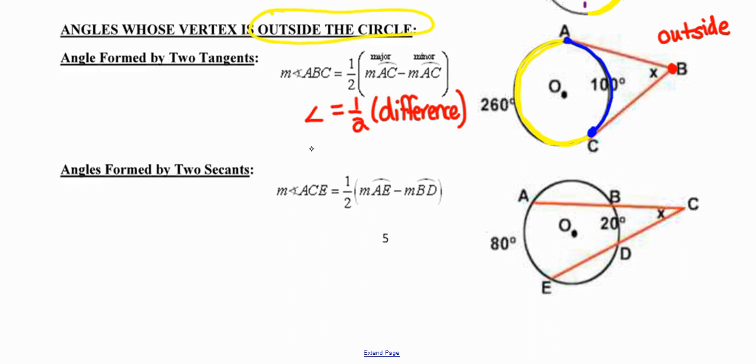So in other words, the degree measure of angle B is going to be half of the difference between 260 and 120. And if you plug 260 subtract 120 into your calculator, you'll find that the measure of angle B is equal to 40 degrees.